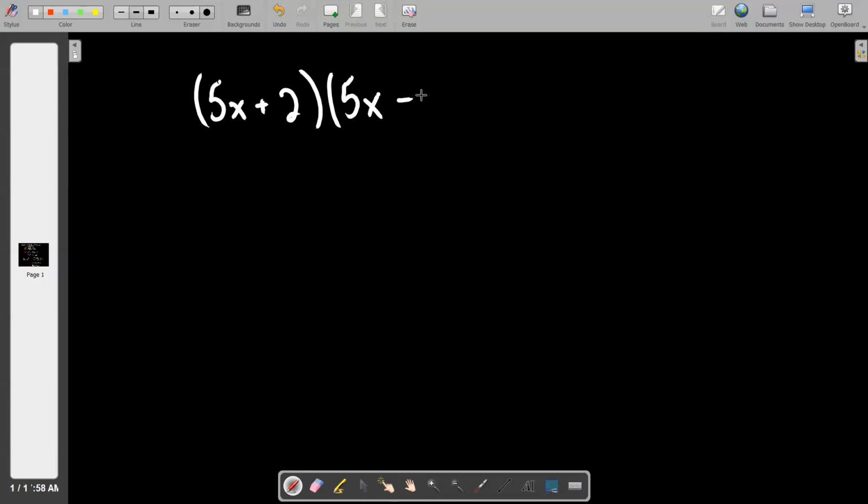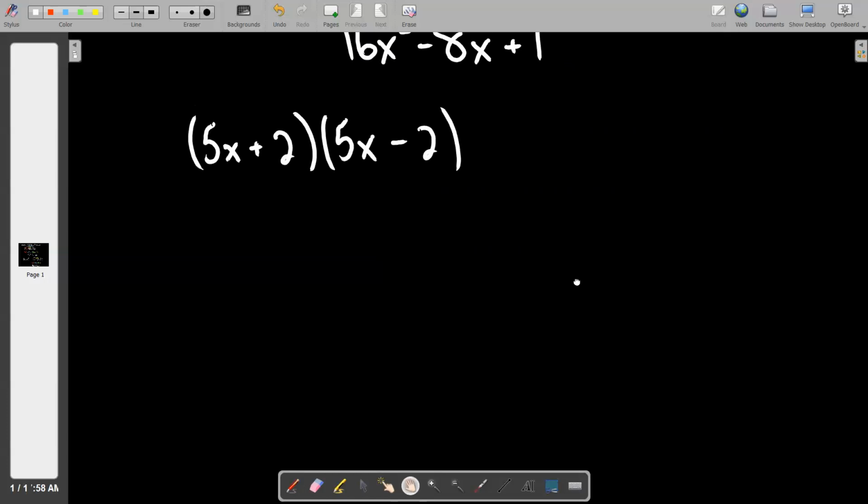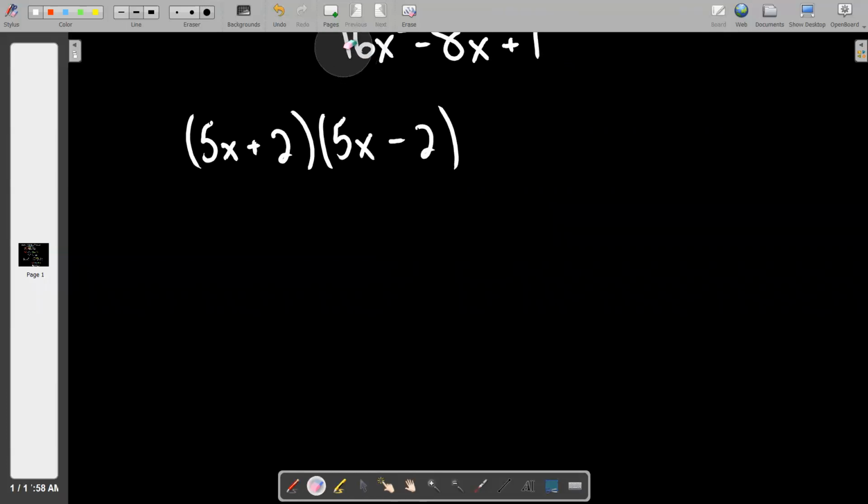And then the third sort of flavor is when you multiply something like this by something like this. I don't mean to insult your intelligence by asking you this question, but what do you notice about these two binomials? Yeah, they're basically built from the same pieces, aren't they? There's a 5x and a 2 and a 5x and a 2. The difference is, and this is important, that one of them has a plus and one of them has a minus. And the order of that doesn't matter. But what happens is pretty spectacularly cool.